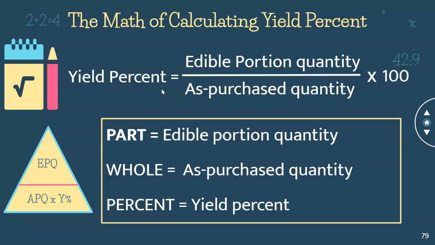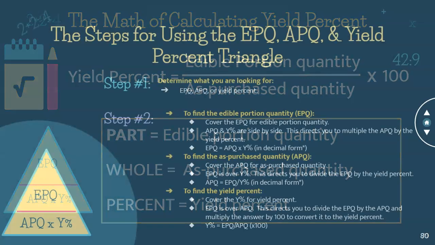There's also this triangle. The triangle is another way that you can work out the yield percent. You can put EPQ on the top, and then you divide by APQ and multiply by yield percent. So it depends on which parts you have. To put it into the formula, the part is the edible portion quantity, the whole is the as purchased quantity, and the percent is the actual yield percent.